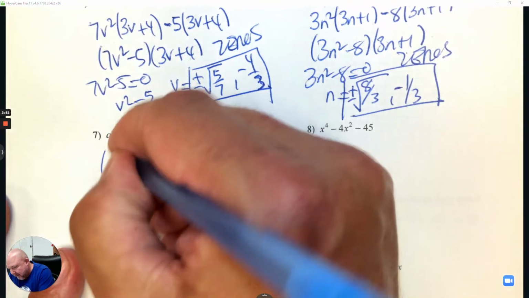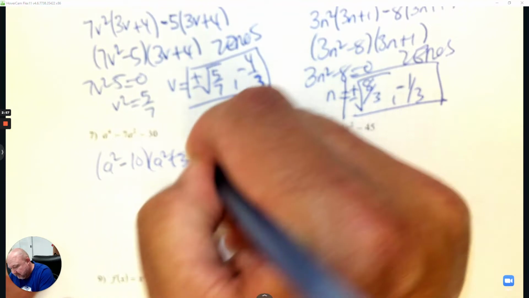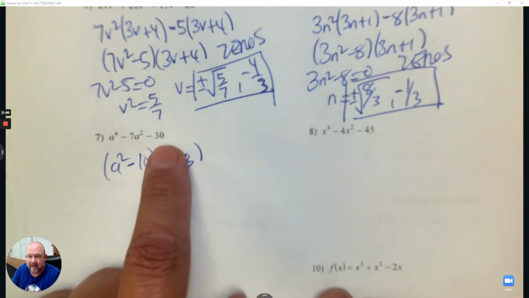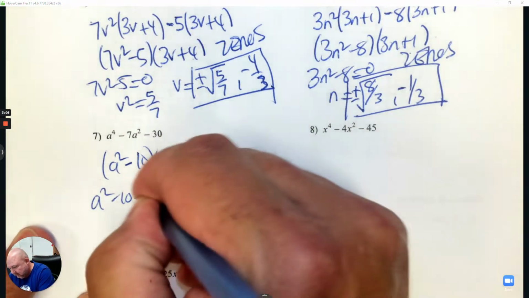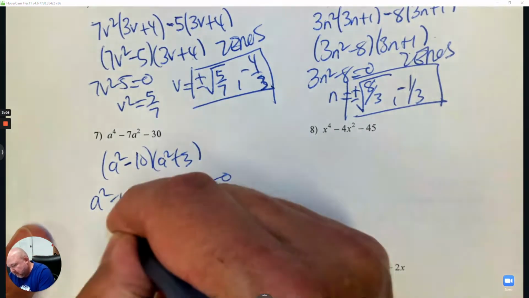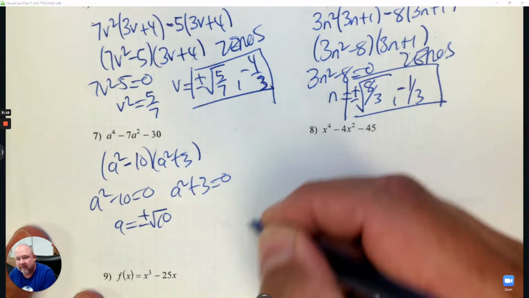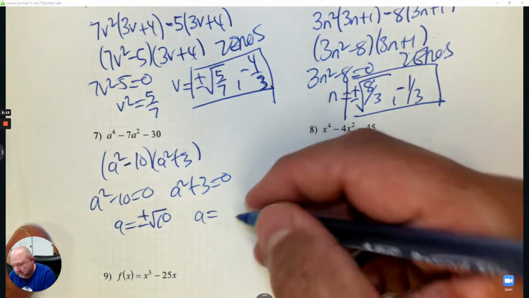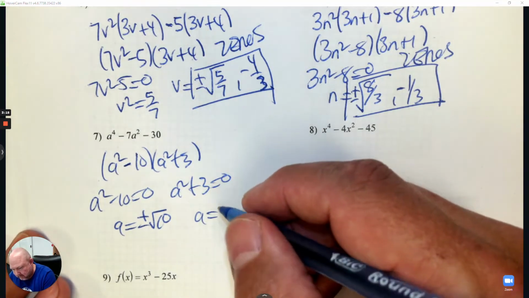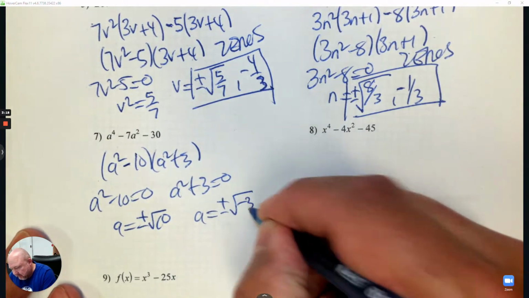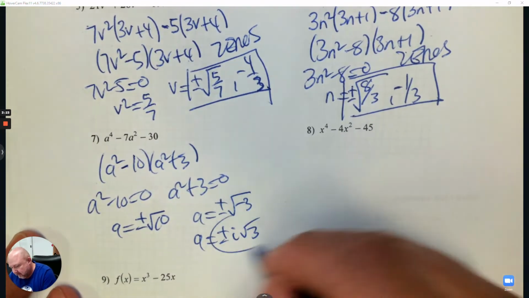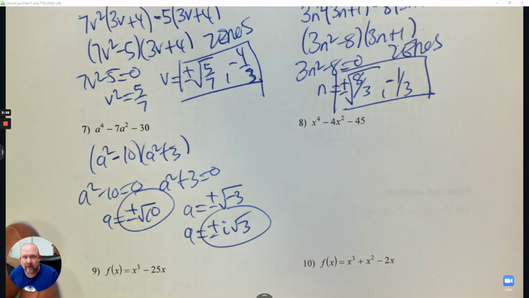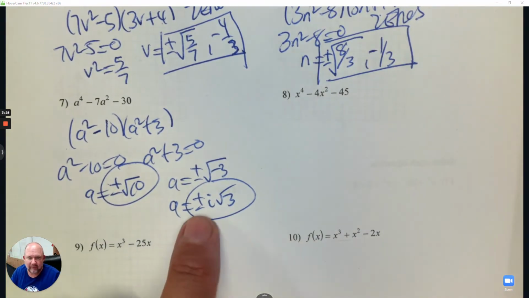Factor, that's going to be a squared minus 10 and a squared plus 3. So the two numbers that multiply to negative 30 and add to negative 7. Take each one equal to 0 and solve it. And so one answer is going to be plus or minus the square root of 10. And the other answer, when I subtract 3, you got to be a little more careful here. So it's going to be the square root of a negative number. So the square root of a negative number is imaginary, then root 3. So these are your zeros. Plus and minus root 10 and plus and minus i root 3.